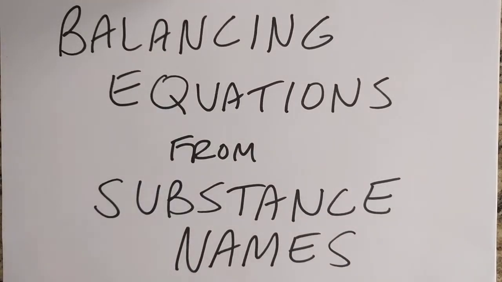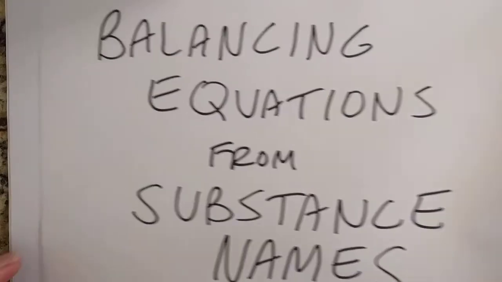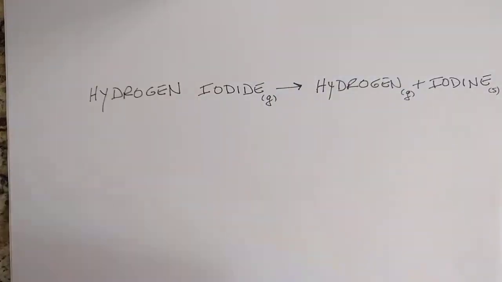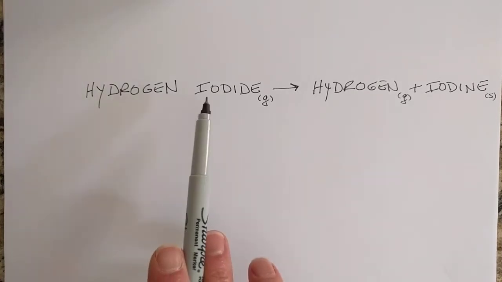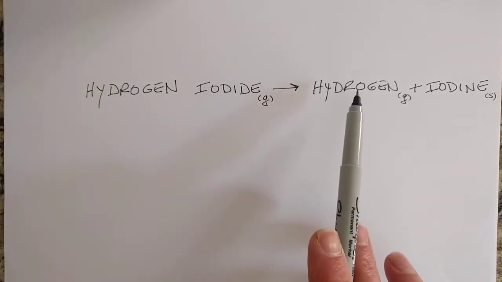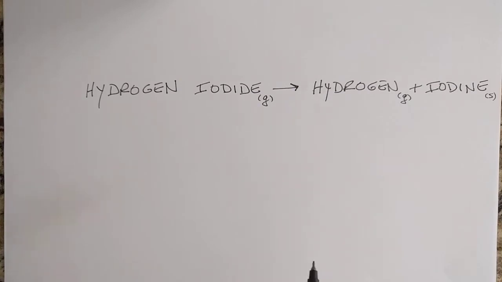This lesson is on balancing equations from substance names. So we've done balancing chemical equations starting with formulas, but now we're going to start with the names. So we're starting with hydrogen iodide yielding hydrogen gas and solid iodine.